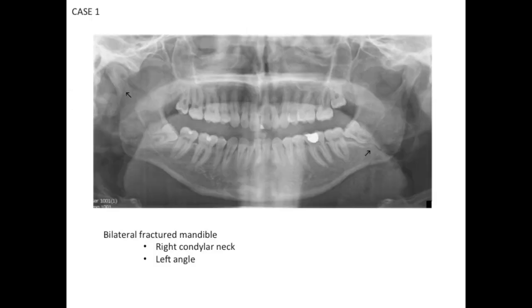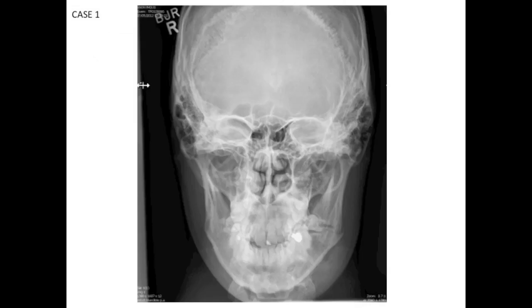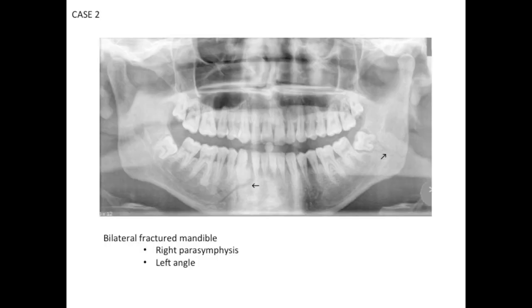Case 1 shows a bilateral fractured mandible with a fractured left angle and right condylar neck. The arrows show the location of the fractures, and note how the left lower wisdom tooth is involved in the fracture. It is the PA mandible of the same patient, which clearly shows the left angle fracture, but the right condylar fracture isn't clearly demonstrated, which proves how necessary it is to obtain the two different views.